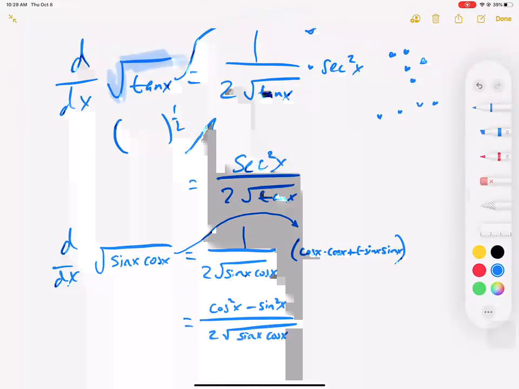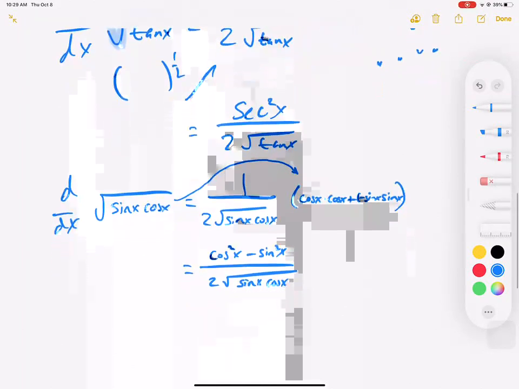There is no thinking involved. It's just do the rule. If I'm multiplying two things, product rule. But I don't want to. Nope, too bad. Do it. Just do it.